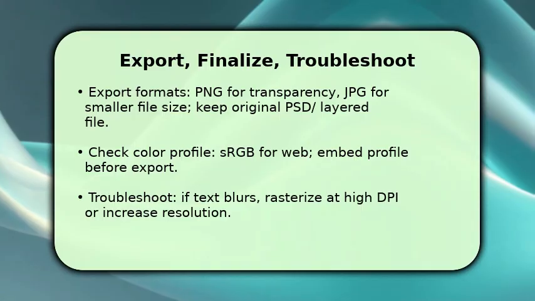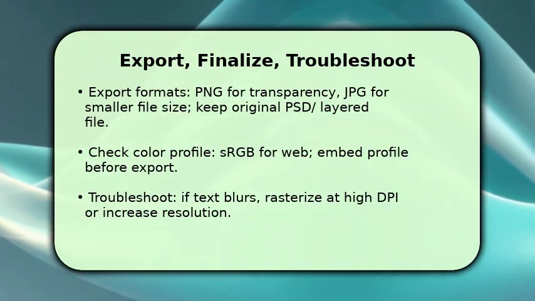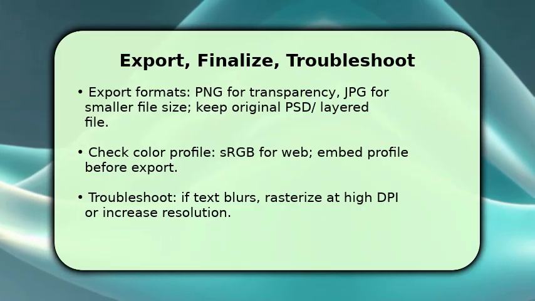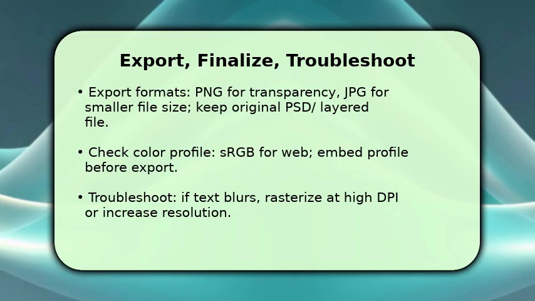If text looks blurry, undo any excessive raster effects, increase canvas DPI, or keep text as vector when possible. One quick tip: test on the actual device to catch spacing or contrast issues.